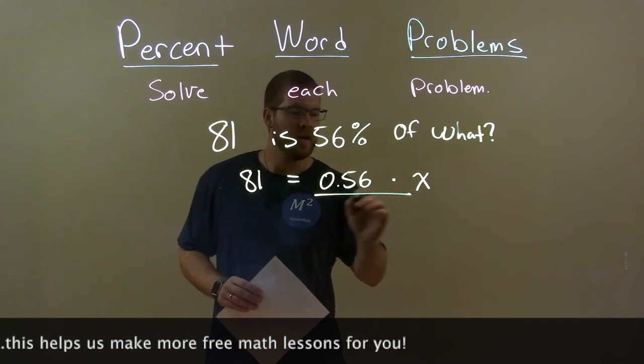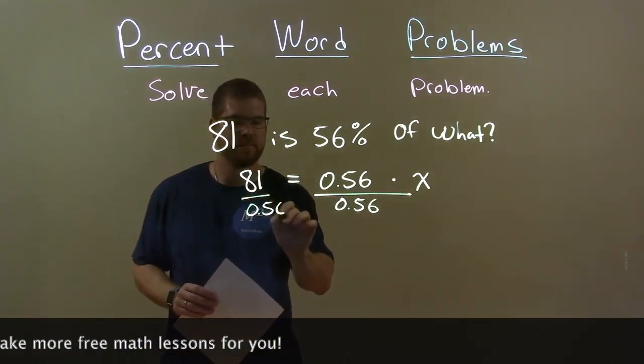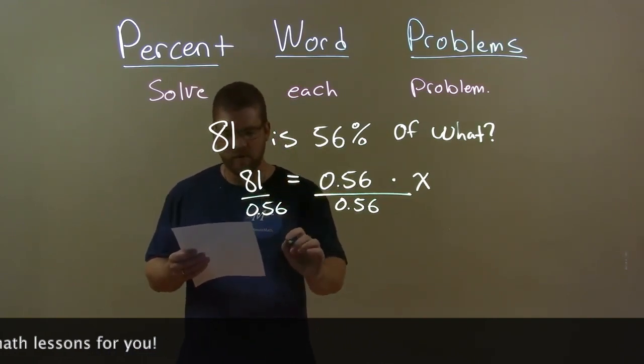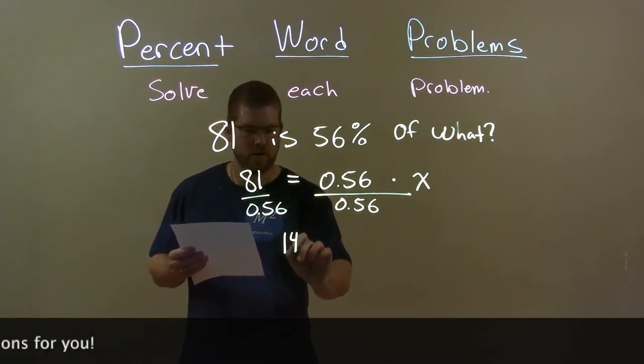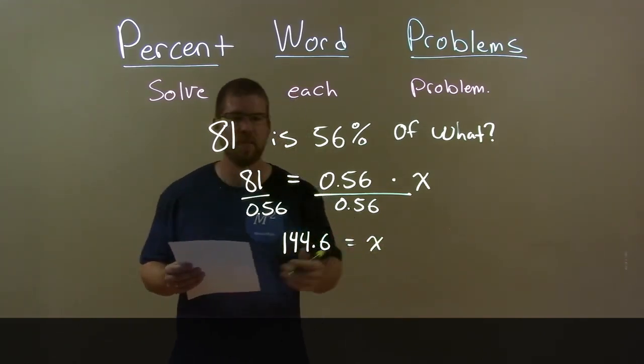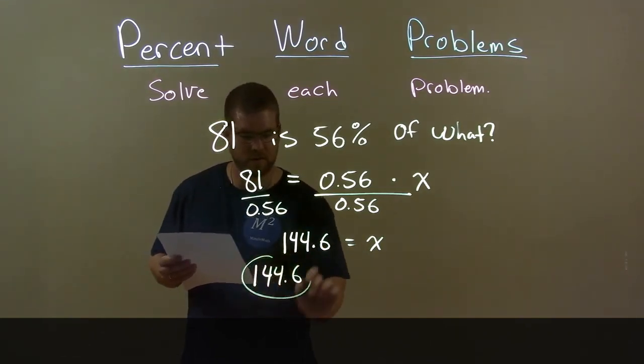So we divide by 0.56 to both sides, and we get an answer here of 81 divided by 0.56 is 144.6, and that's equal to our x. So my final answer is just 144.6.